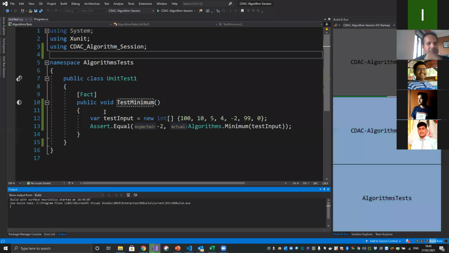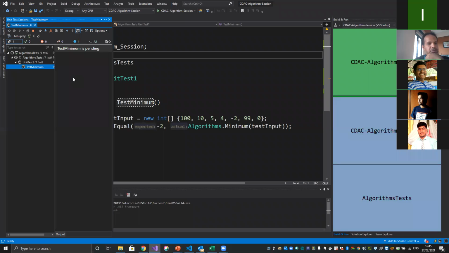Let's run this. Yeah, I'm hoping it passes. Yeah, cool.